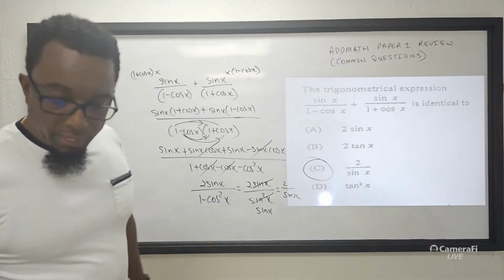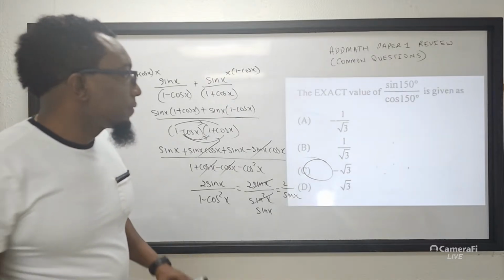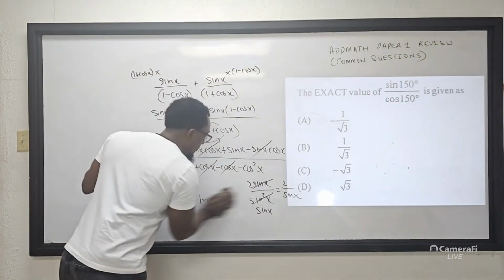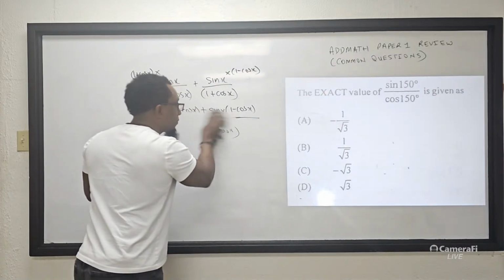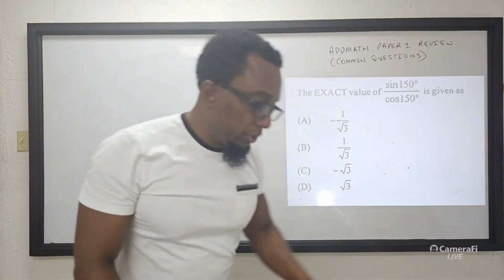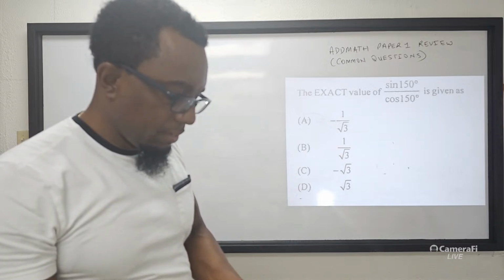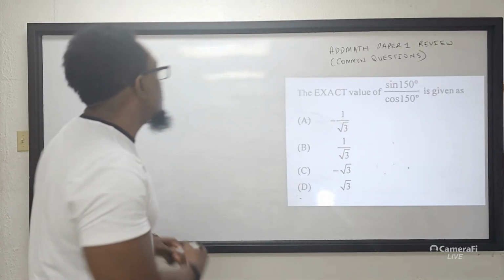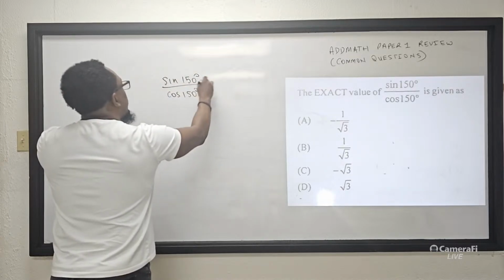Make sure we're aware and understand what the trick is. Alright, let's look at the next. Here we have another common question. They want us to find the exact value of sine 150 degrees over cos 150 degrees.